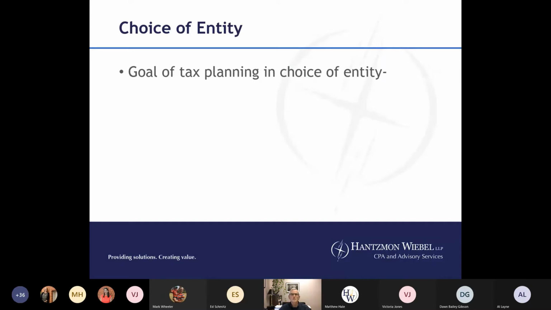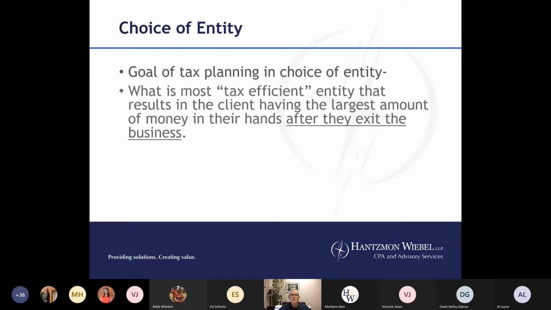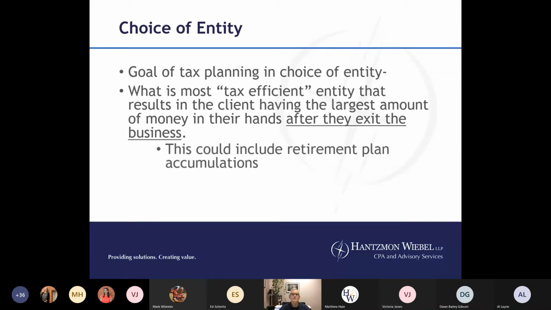So the goal of tax planning in choice of entity really focuses on what is the most tax efficient entity that results in the client having the largest amount of money in their hands after they exit the business. I mean, that's the end game. When they have their individual net worth, they are the owners. How much after-tax money do they have at the end of the day? And that doesn't mean that it may have the most going along. These include, for example, retirement plan accumulations. In today's world, most entities can have the same type of retirement plans, but it also includes the avoidance of transfer taxes.